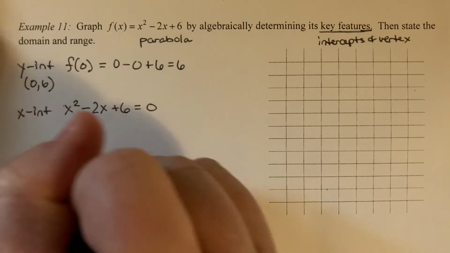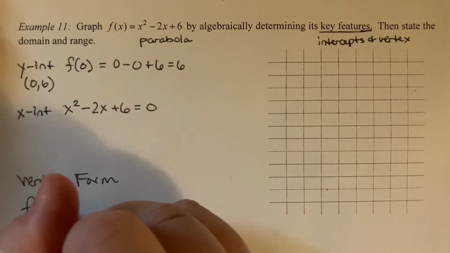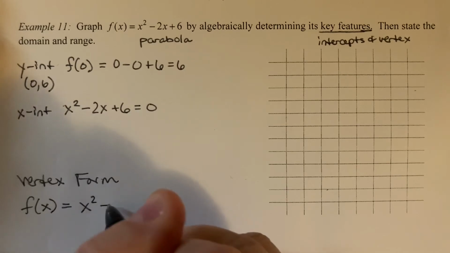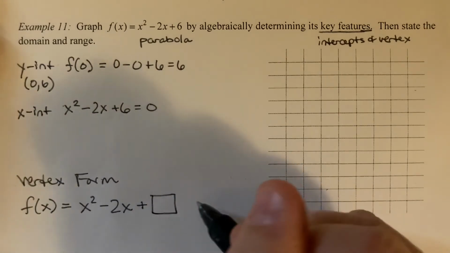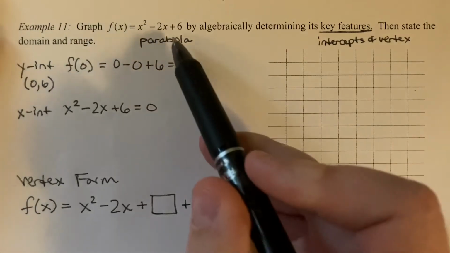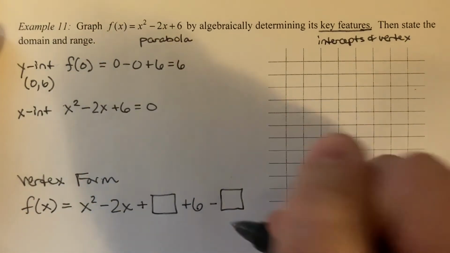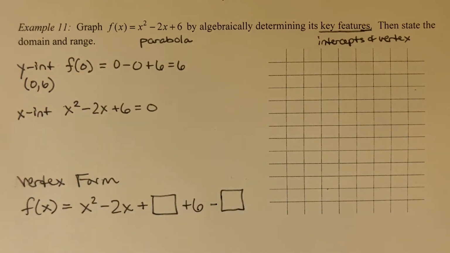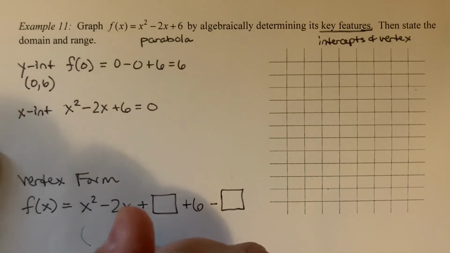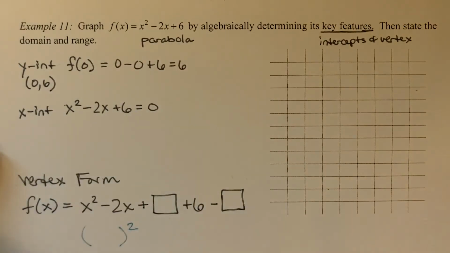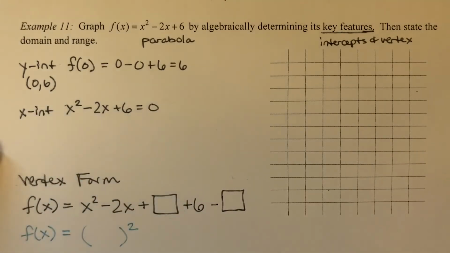Okay, vertex form. So I have f(x) equals x squared minus 2x, and then we're going to add something. The plus 6 from the original problem is still there, but then we need to subtract that same something. And by doing this, we should be able to get it into something squared. That's what completing the square and vertex form are about.